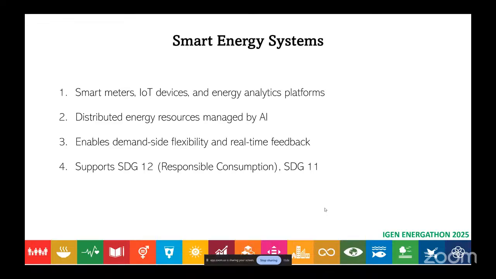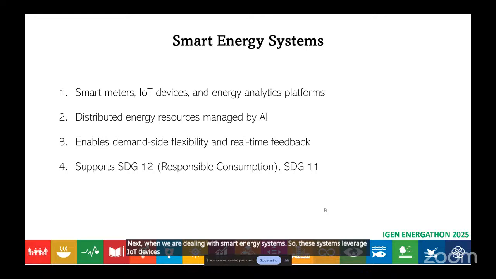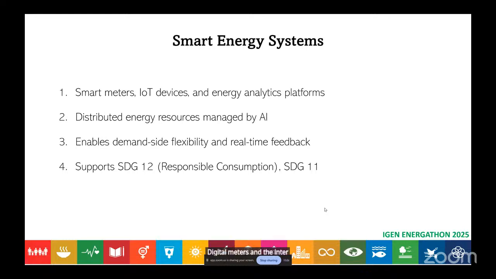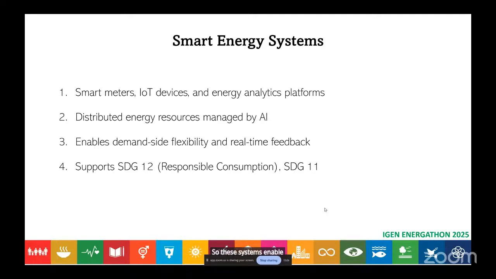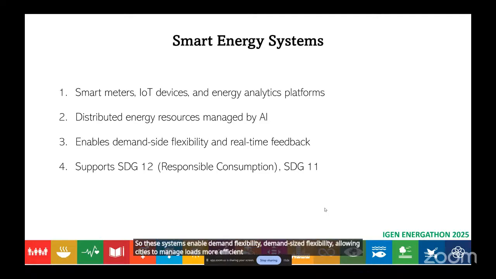Next, when we are dealing with smart energy systems, these systems leverage IoT devices, digital meters, and intelligent platforms to create a real-time feedback loop between energy producers and consumers. So this connectivity empowers end users to adjust consumption, automate devices, and contribute to the energy ecosystem. These systems enable demand side flexibility, allowing cities to manage loads more efficiently and reduce carbon footprints. By enabling local generation and storage, they contribute to decentralization, energy equity, and smarter urban living.